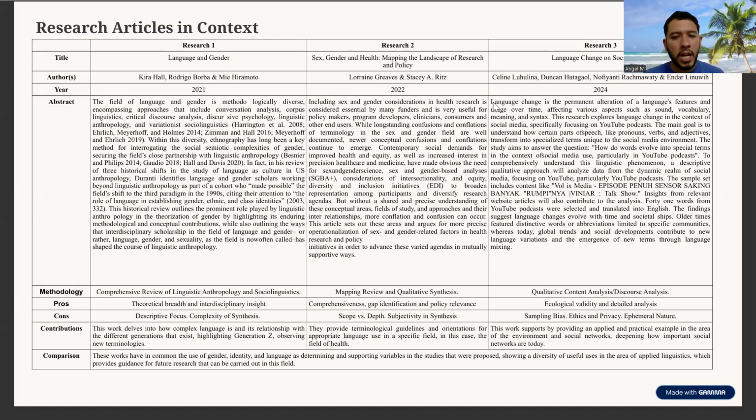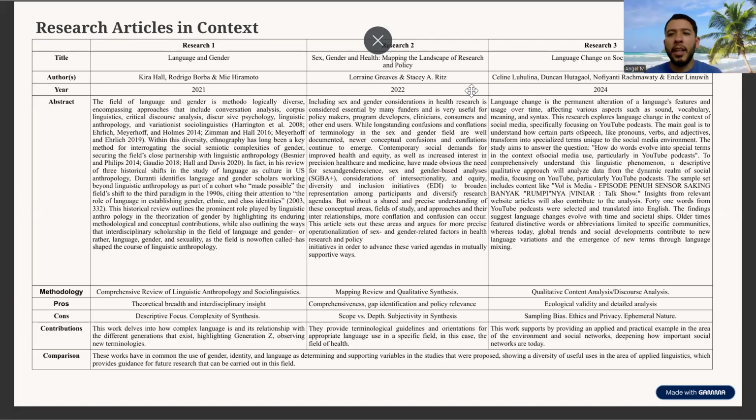Pros: comprehensiveness, gap identification, and policy relevance. Cons: scope versus depth, and subjectivity in synthesis. Contributions: they provide terminological guidelines and orientations for appropriate language use in a specific field, in this case, the field of health.